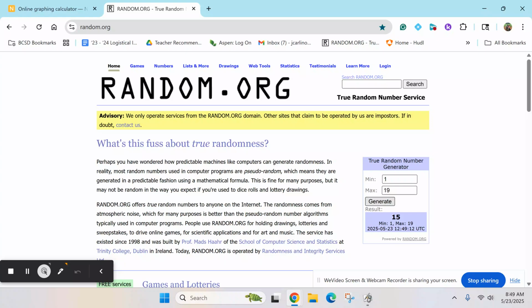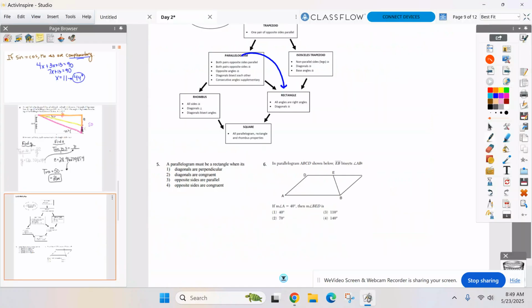Okay, here we go. Zoe, anything? Diagonals are congruent. That's a special property of a rectangle. Perpendicular makes it a rhombus. The last two here, 3 and 4, just keep it a parallelogram. That's a parallelogram property. Nothing special.